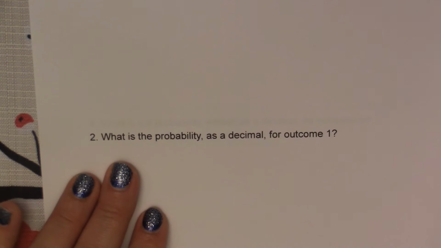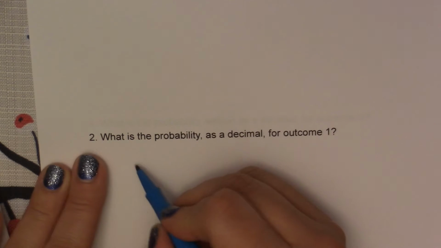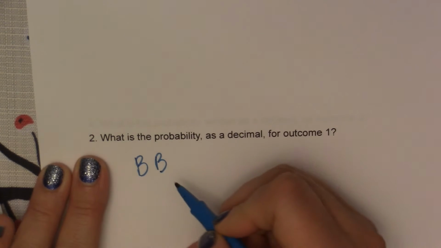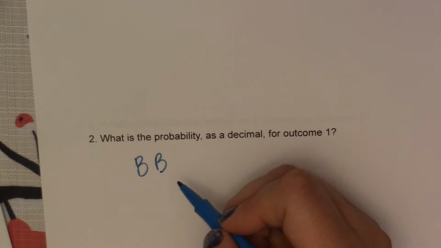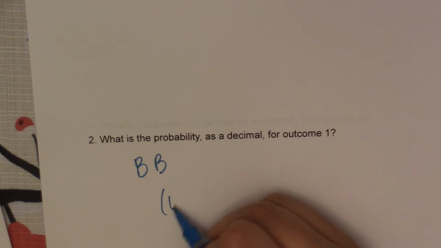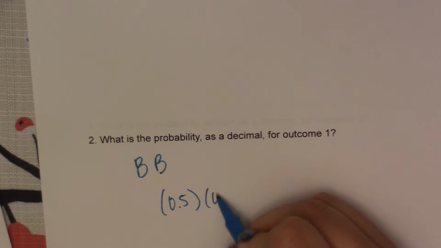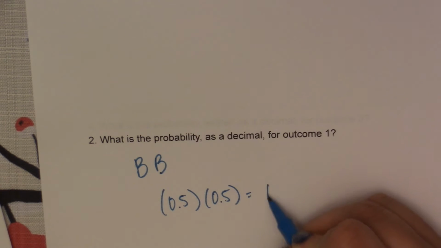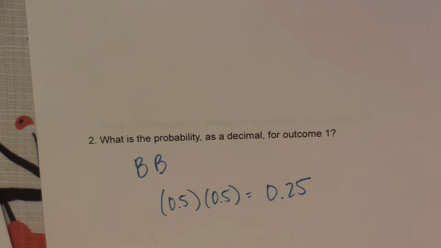Okay. What is the probability as a decimal for outcome 1? So outcome 1 was boy, boy, and then the information they tell us of the probability for each boy is 0.5. So we're going to go 0.5 times 0.5, which is 0.25.